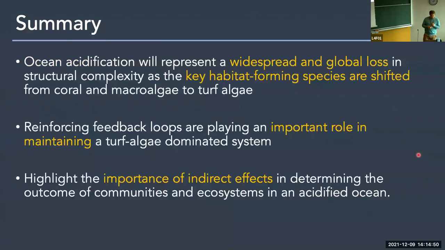So in summary for all of this, it means that ocean acidification is going to represent quite a widespread and global loss of complexity, particularly of the habitat and key habitat forming species. And then we're probably expecting more of a shift towards turf algae. There's going to be some complicated ecology playing a role, but generally, there are a lot of things that lock this system in place and make it much more difficult to reverse.